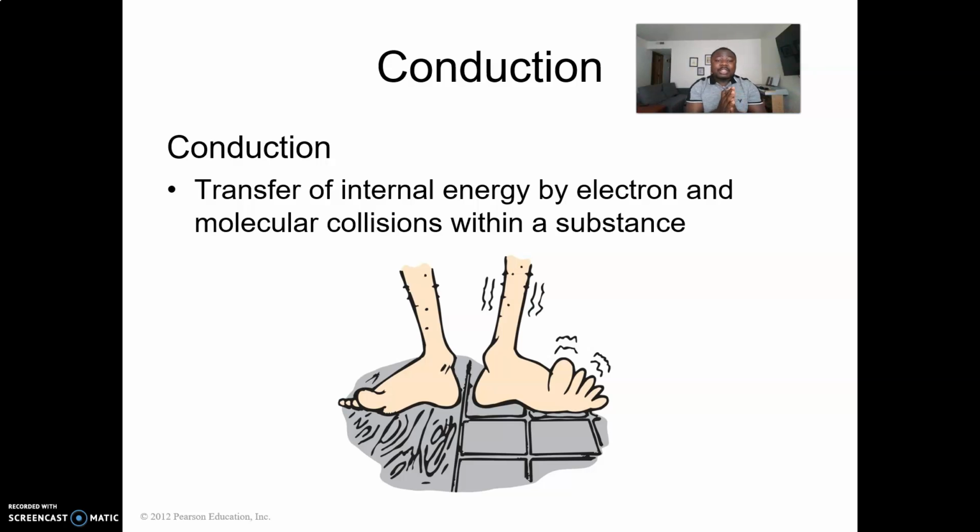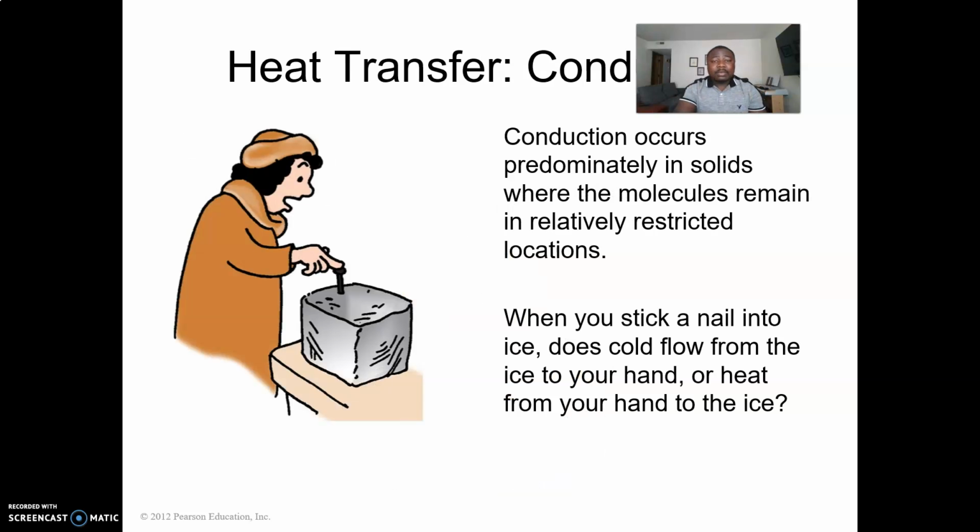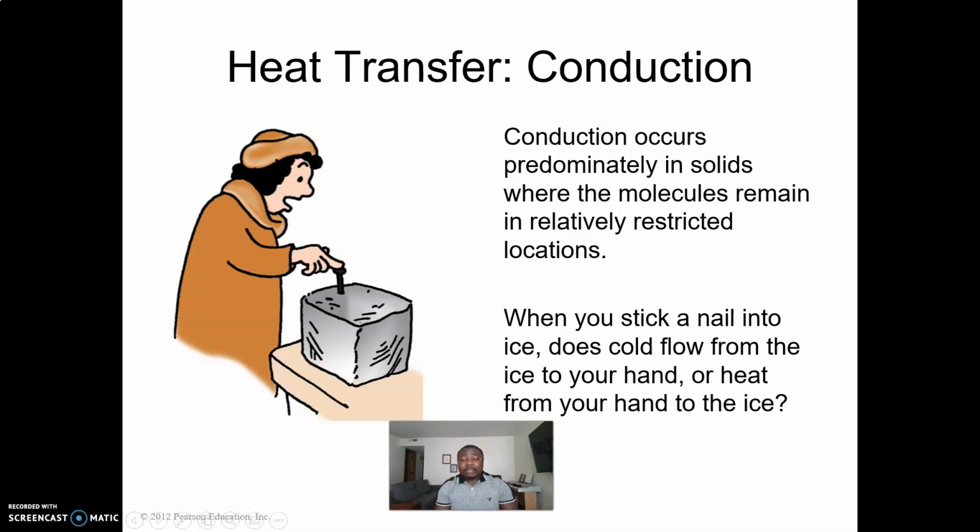So conduction, generally, is a transfer of internal energy by electron and molecular collision within a substance, which is exactly what I've explained before. And some of the examples that we have involve transfer by conduction. We said conduction occurs mostly in solids, where the molecules remain in relatively restricted locations. When you stick a nail into ice, does cold flow from the ice to your hand, or does heat flow from your hand to the ice?